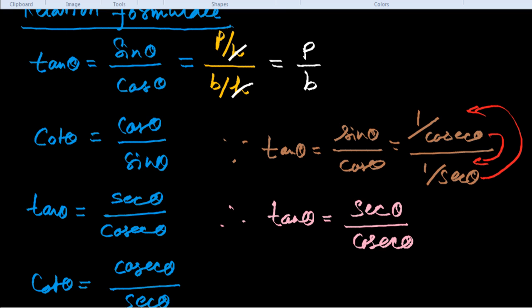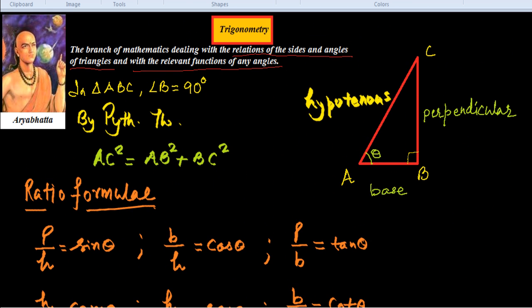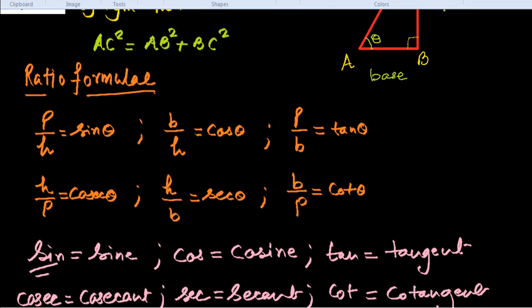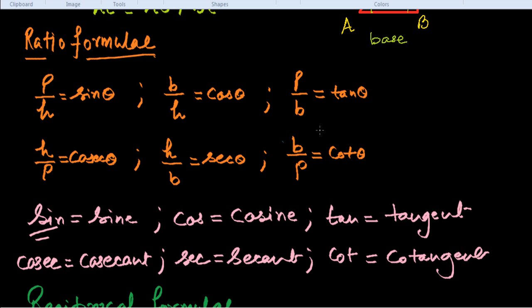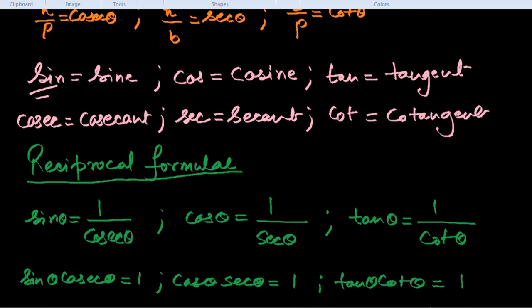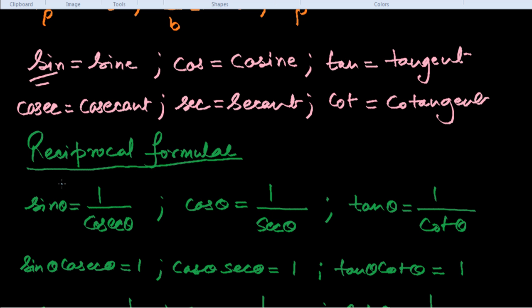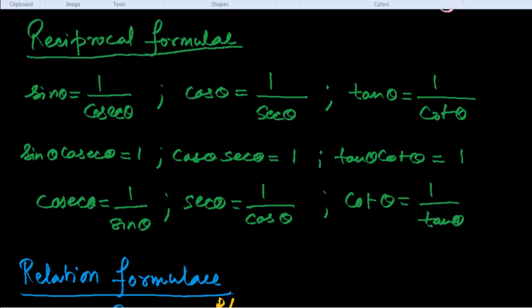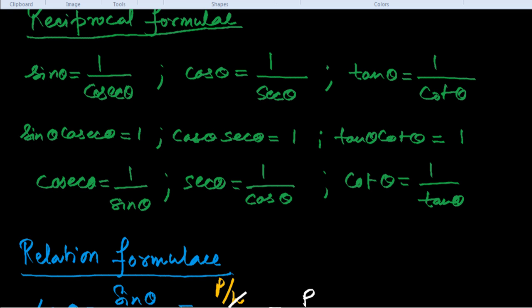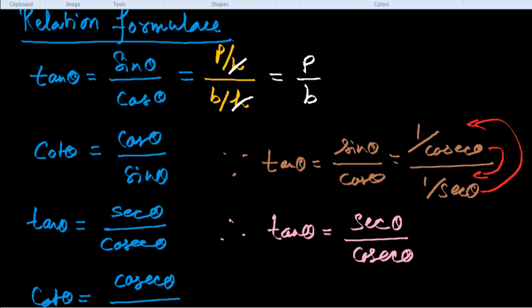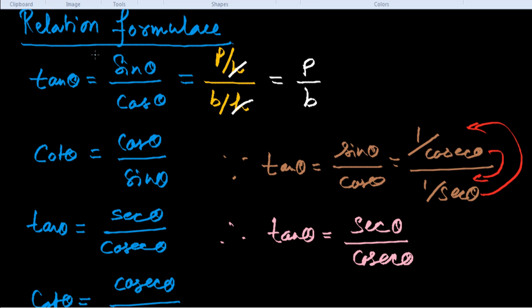So in this session we have studied the definition of trigonometry, what trigonometry basically is, and we have looked at what the ratio formulae are, and we have seen the full names of these ratios and their abbreviations. We have studied the reciprocal formulae of different ratios, and we have seen the relation formulae of different trigonometrical ratios.